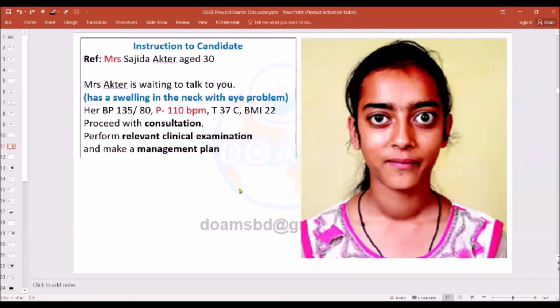But we are thinking hyperthyroidism. We will be expecting there may be exaggerated reflex. Okay, very good. Hyperreflexia, yes. Then any other thing?